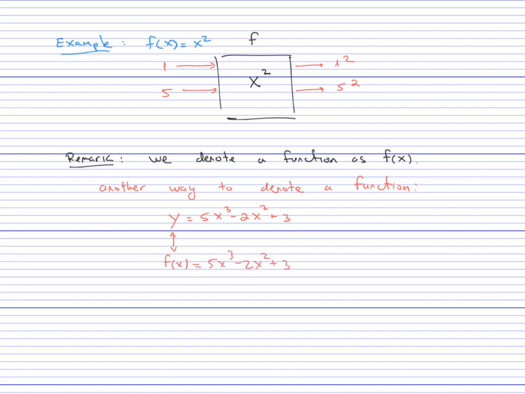And this function works like that. If, for example, you want to understand what the output of 1 is, you need to plug in 1, and you'll get 5 times 1 cubed minus 2 times 1 squared plus 3. And so on. So there are two different ways to denote functions. One way is to use y equals something, and the other way is to denote it by f of x or g of x or h of x. Now I'd like to talk about different types of functions.